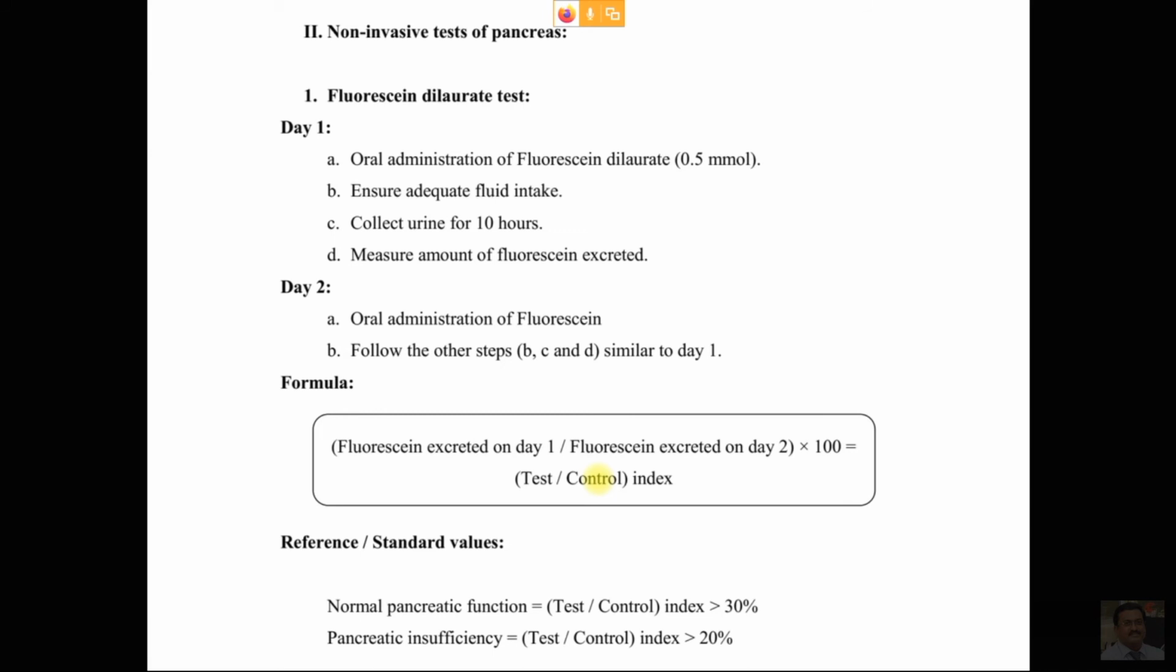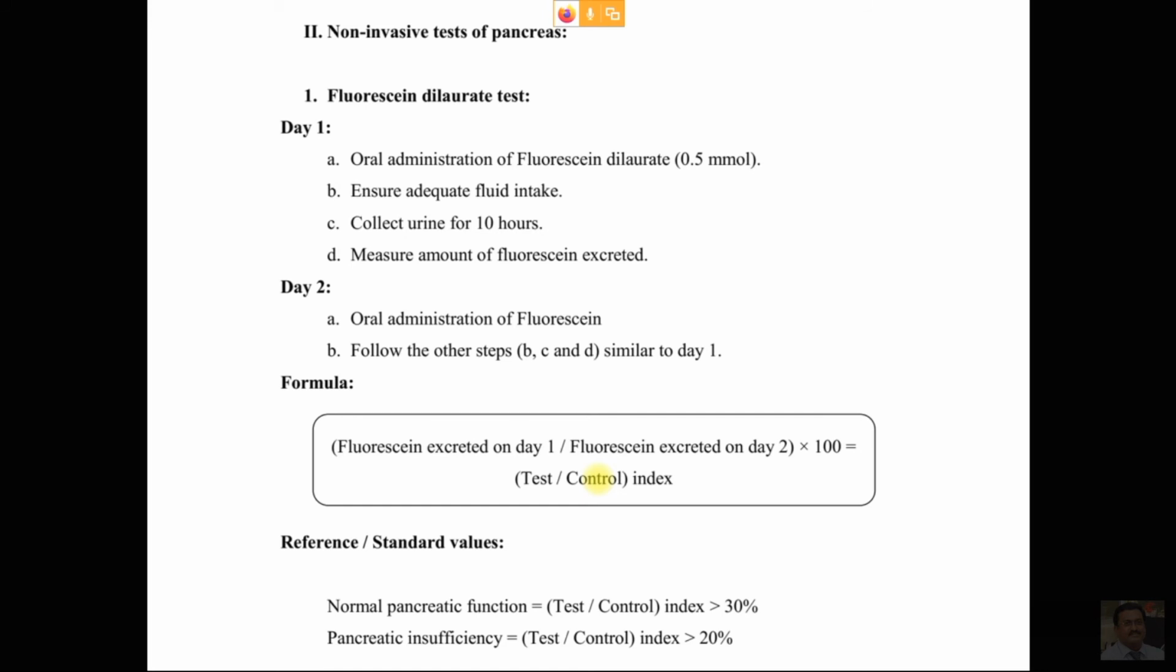This formula, don't forget: the fluorescein excreted on day 1 is the test, divided by the control. The control is only the fluorescein excreted on day 2, because on day 2 we gave only the fluorescein, not the fluorescein dilaurate. Multiplied by 100, it equals test divided by control, and this is the T by C index. So that is the value.